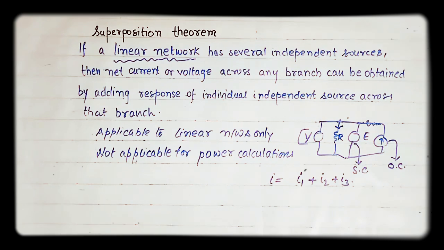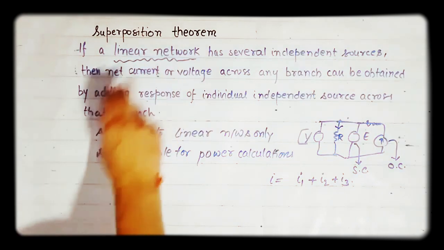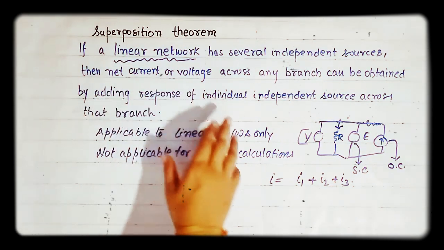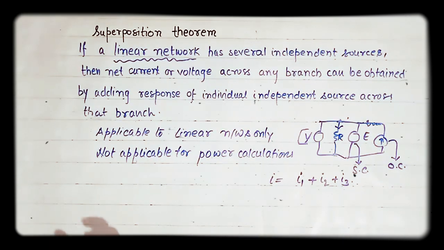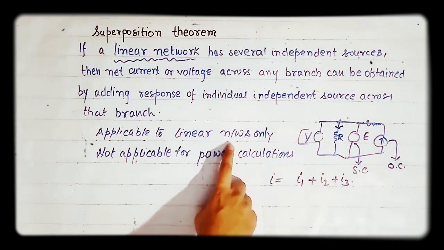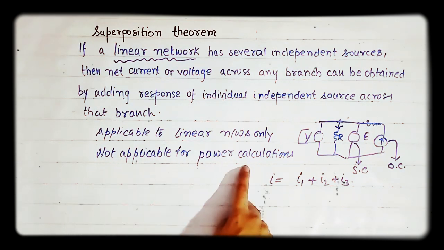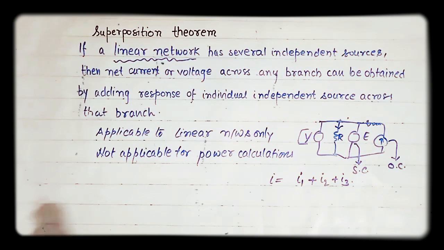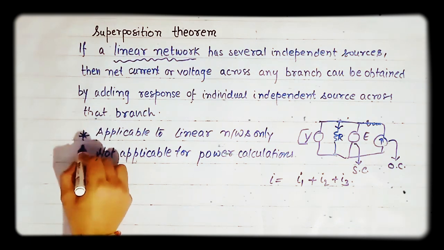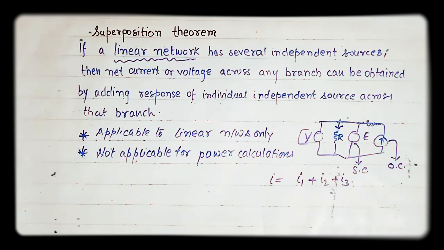But at present you have to remember that the superposition theorem states that if a linear network has several independent sources, the net current or voltage across any branch can be obtained by adding the response of each individual independent source across that branch. And superposition is applicable to linear networks and not applicable for power calculation. You must remember these two important points. Now we will solve a numerical based on the superposition theorem.